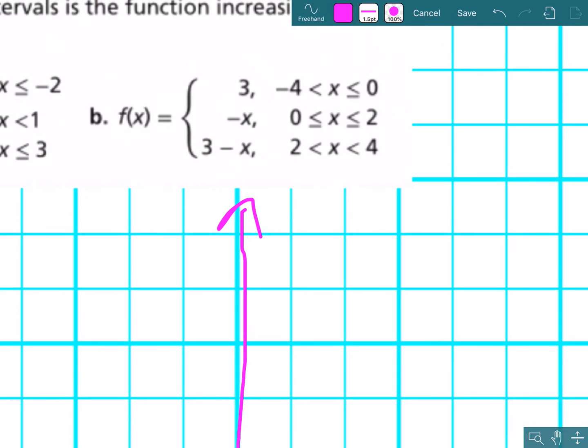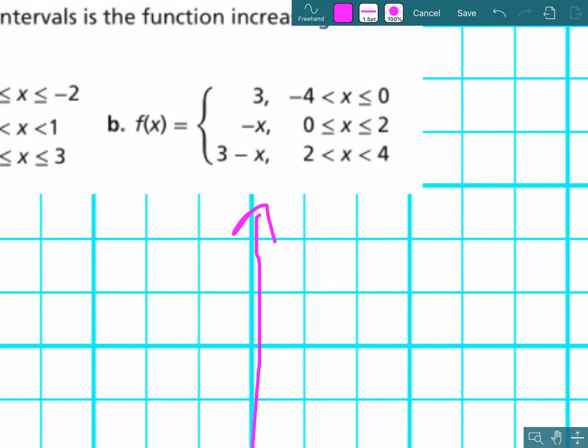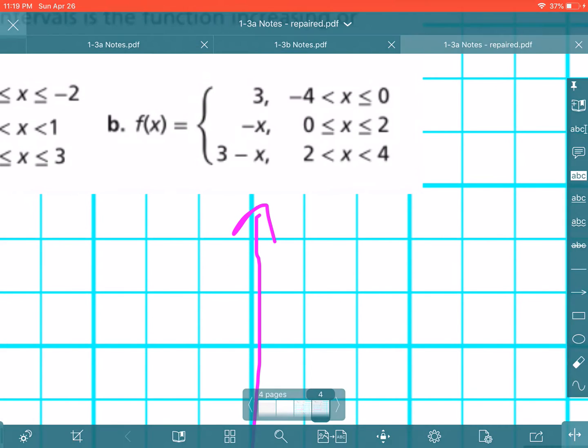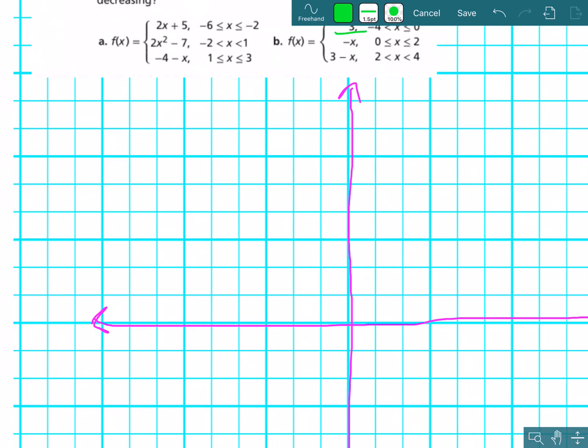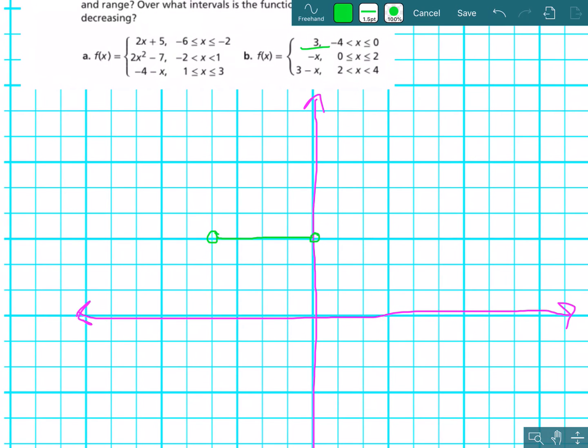So here I've got from -4 to 0, this function is constant at 3. So from -4 to 0, this function just stays constant at 3. So I'm going to go to -4, 3. All right, I'm sorry, that should be an open circle. -4, 3, so that should be an open circle. All right. And then it's going to go to 0, where it will also be 3. So again, I'll go with an open circle, and I'll connect them. Okay, clear as day.